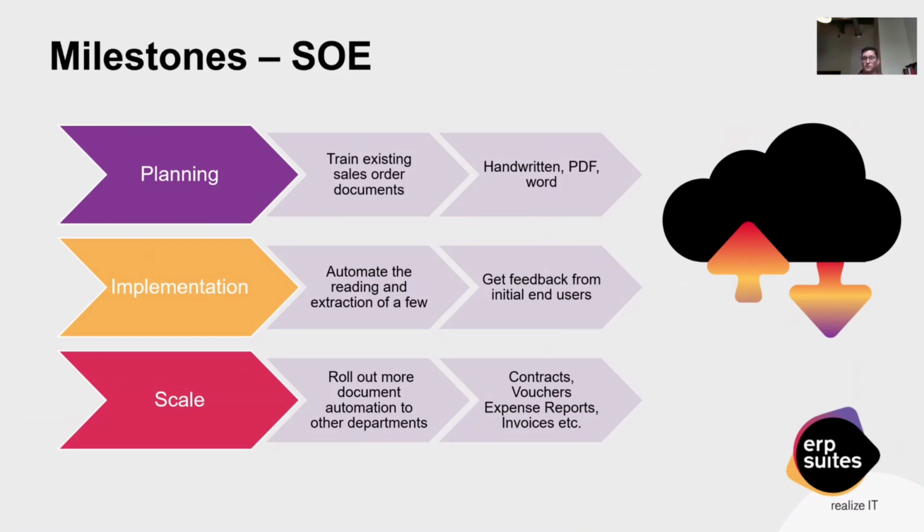So this is the human in the loop. This is when we start to bring end users into the solution. And that's when we start promoting that change management as well. And then eventually scale. So roll out more document automation to other departments.